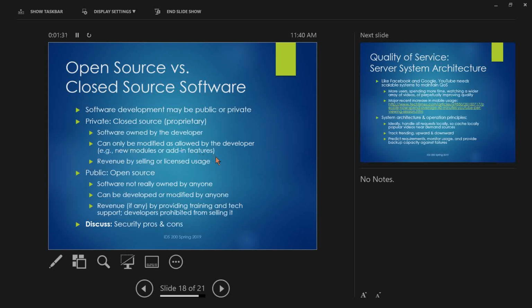For example, your various Microsoft Office applications, you can design plugins for them, right, that do various things. So you can design new modules, you can do add-in features as far as Microsoft allows, but you can't go in there and fundamentally re-engineer Microsoft Excel unless you're part of the team at Microsoft. And how does the business make money? Well, they make money by selling it or licensing it. So, for example, you go to the store, you buy some new video game that's closed source, you pay like $40 for it, that's how they make their money.